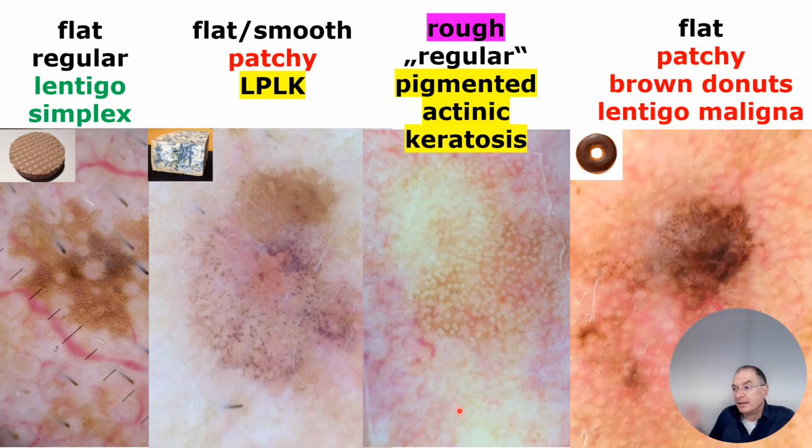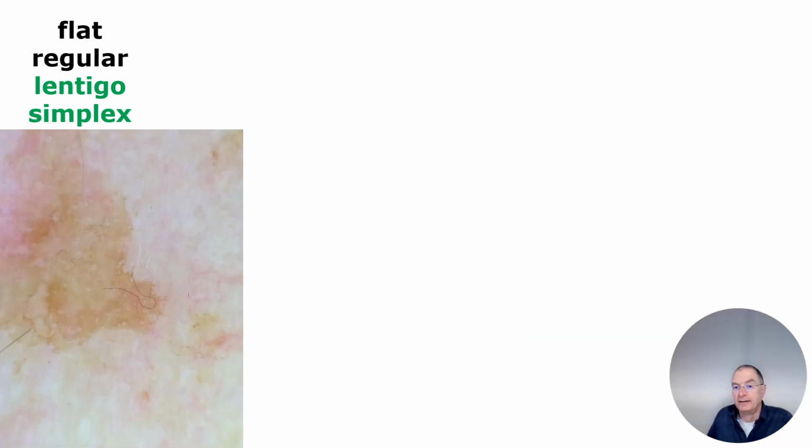Flat in touching but patchy in dermoscopy. Then we looked for the clue, and we see some brownish donuts here in this area, and grayish white lines. So we know something goes wrong. This is the lentigo maligna.